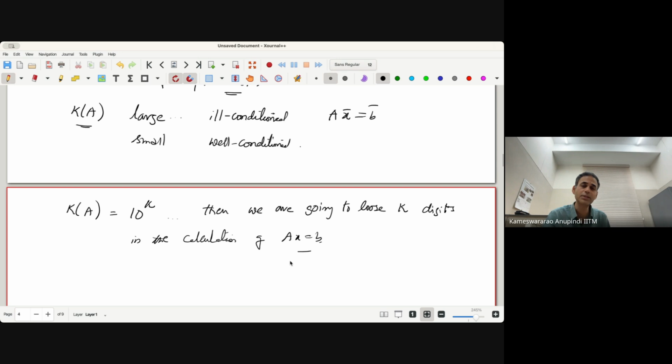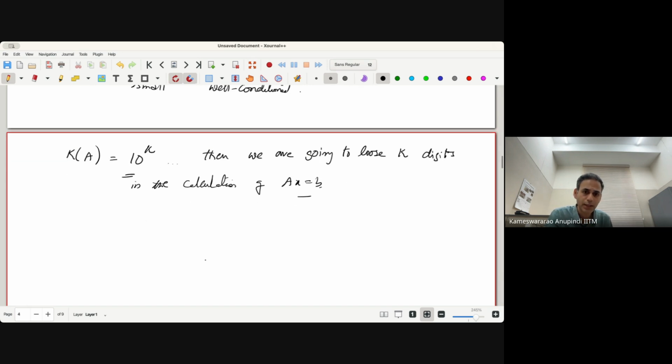As long as our condition number K is smaller than the precision of the computer that we can represent, then things are still okay. But if it is not, then we're going to have problems, right? Because if K happens to be larger than the precision of the computer, then we're going to lose all the significant digits, and then the solution is not going to be accurate. Okay, so that is the thing.